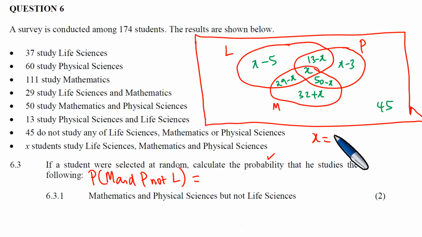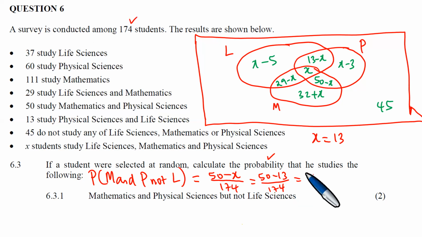All right, we already know that X equals 13. So if X equals 13, we are looking at mathematics and physical sciences, but not life sciences. Mathematics and physical sciences, we are here, but life sciences is out. So we only consider 50 minus X. And then we divide by the total. The total is 174. X is 13, and we divide everything by 174. What is 50 minus 13? It's 37 over 174, which is approximately equal to 0.21. So that is the answer, approximately.